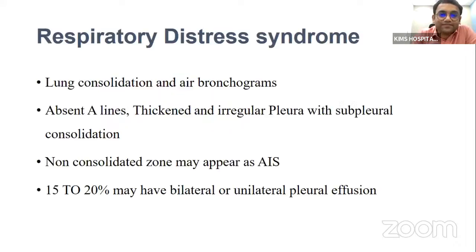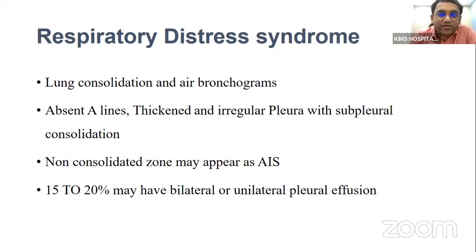So once we have understood the normal lung patterns and abnormal lung patterns, we now combine these lung patterns and we can identify the specific lung conditions, so that we can manage the babies very early, even before the findings on the X-ray appear. One of the most common causes of distress in the newborn is respiratory distress syndrome because of surfactant deficiency.